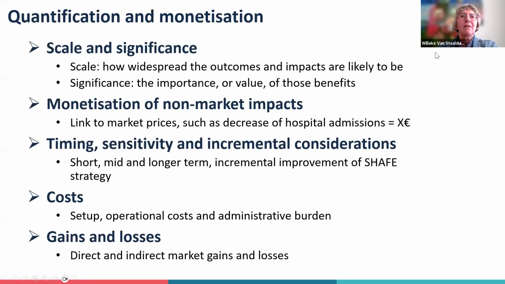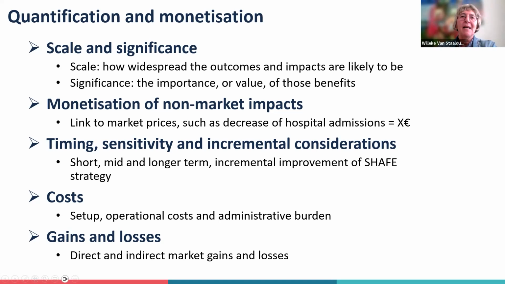You can also check on the quantification and monetization of impacts. As I said, the scale and the significance are already there, but you can also check on the monetization of non-market impacts. For instance, that you link specific solutions to the market prices that are there, or such as the decrease of hospital admissions, so that you can see, okay, if we reduce the number of hospital admissions with, you can define how much euros it will deliver.